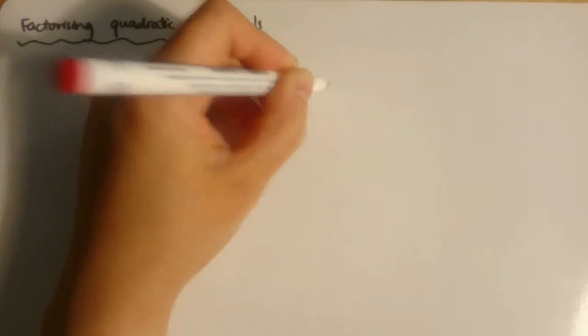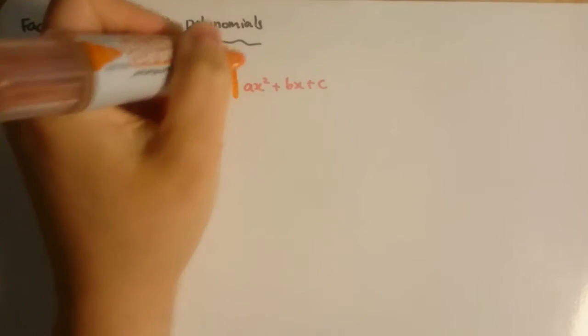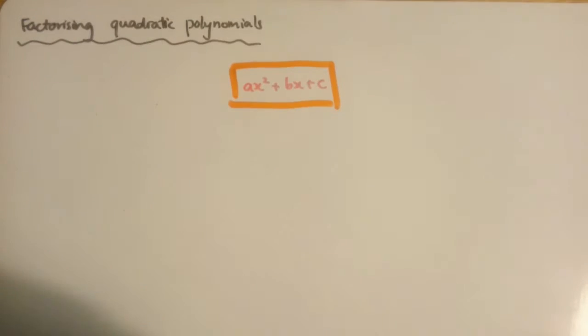The last thing we're going to talk about today is factorizing quadratic polynomials. Quadratic polynomials are simply expressions in the form of ax squared plus bx plus c, where this a here is not 0. It's important that we have an x squared term. Last year we looked at using the cross method, and that's what we're going to use today as well.